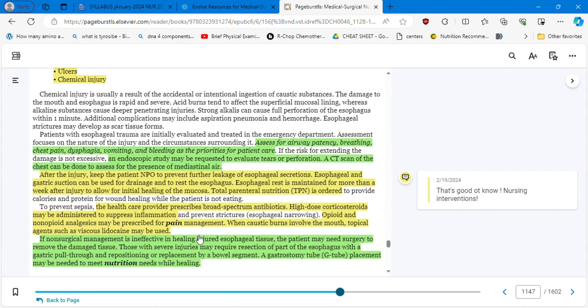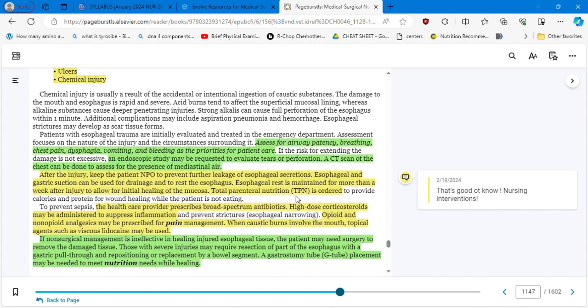Nursing interventions after the injury. Keep the patient NPO to prevent further leakage of esophageal secretions. Esophageal and gastric suction can be used for drainage and to rest the esophagus. Esophageal rest is maintained for more than a week after injury to allow the initial healing of the mucosa.